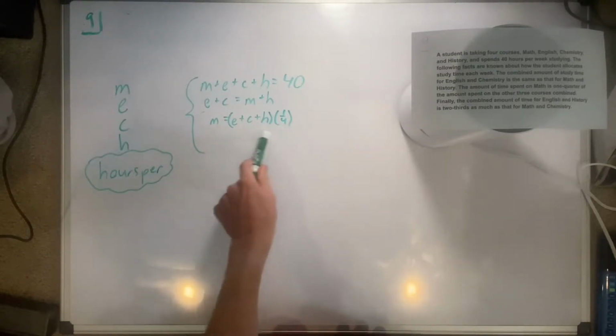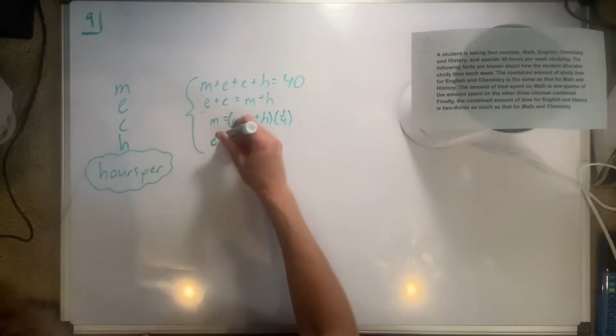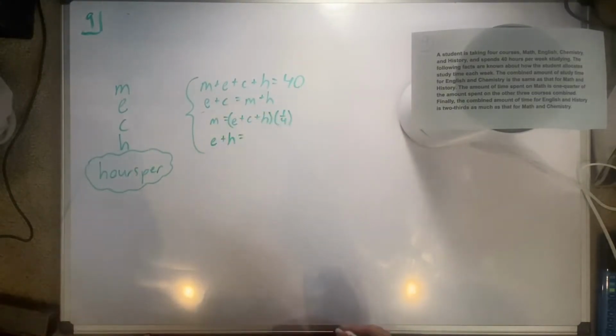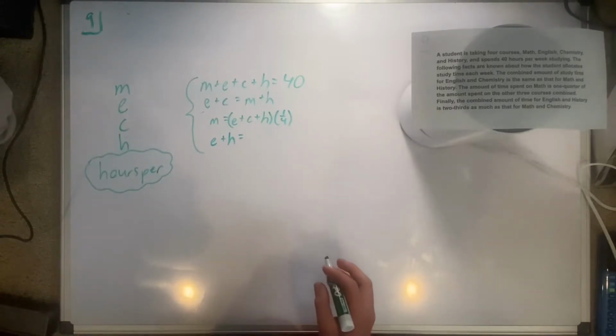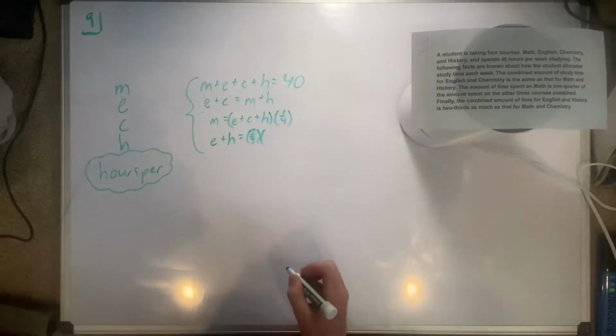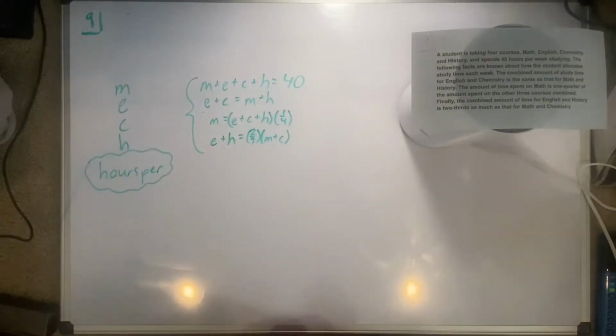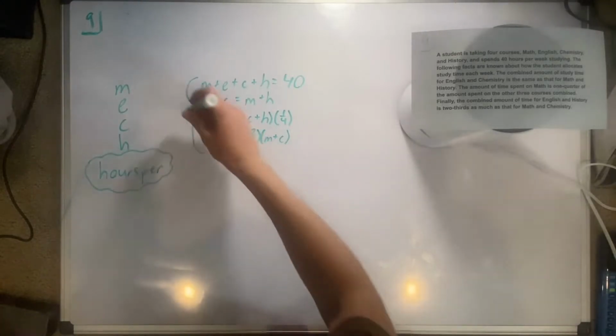Because that means that this is the one that's 1/4. So now the other one, E plus H is equal to 2/3 M plus C. And this would be our completed thing for that one. This would be our completed set.